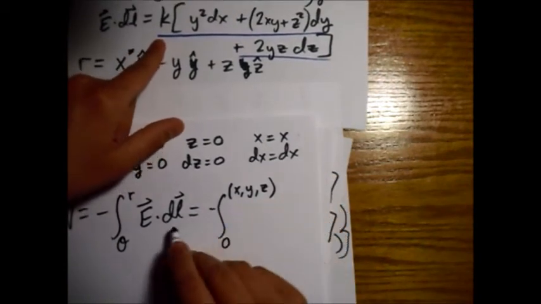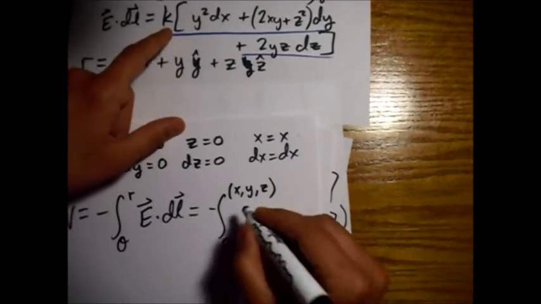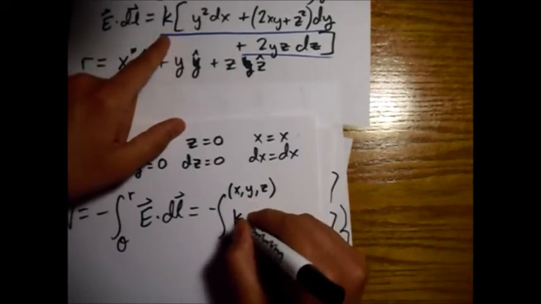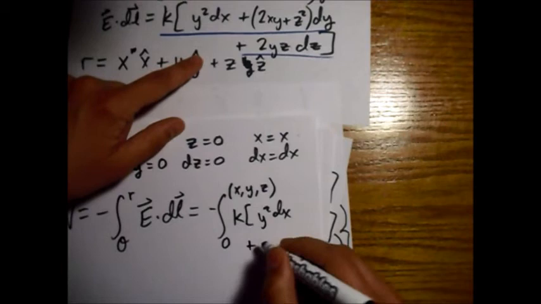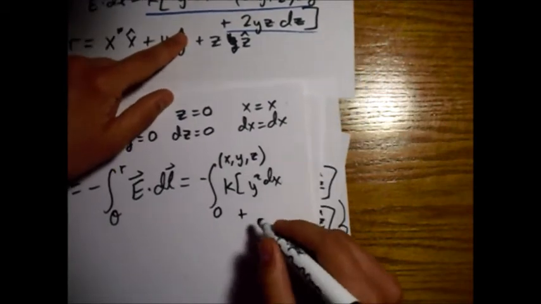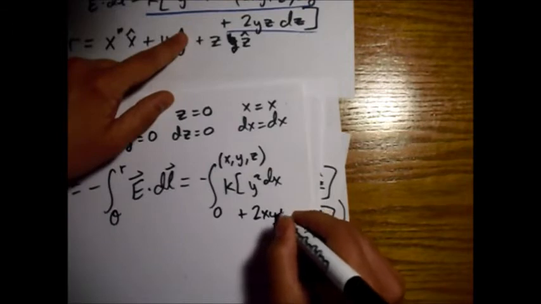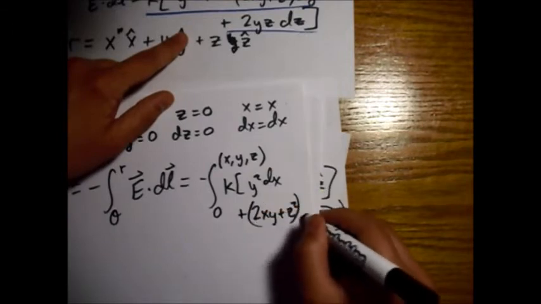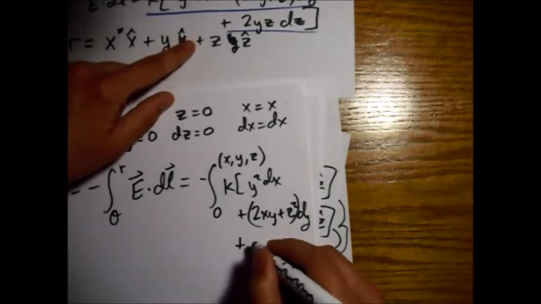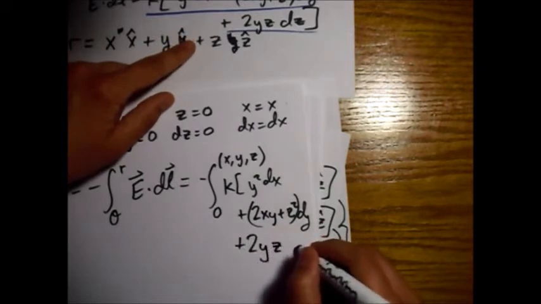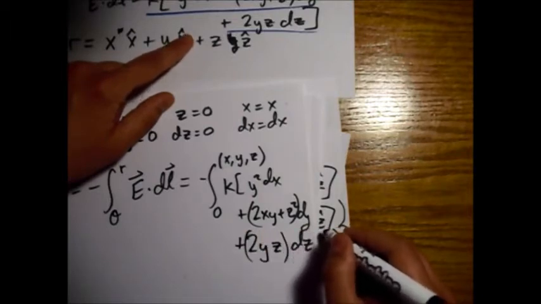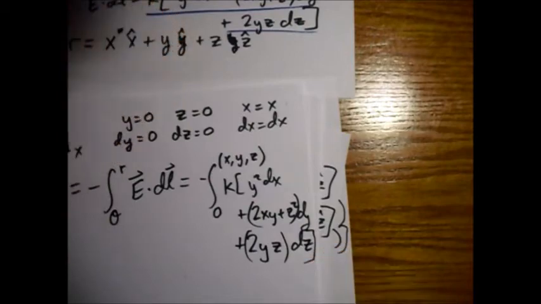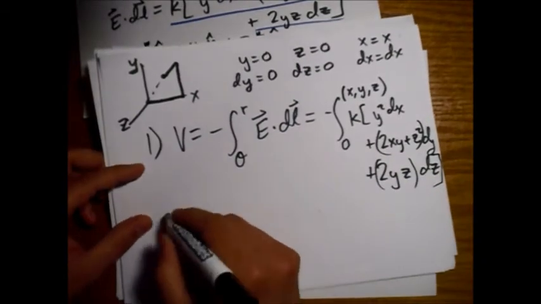Okay, and then this E dot dl we found, which is kind of long, probably goes into two lines here. We have this k y squared dx plus, it's getting kind of messy, 2xy plus z squared dy plus 2yz dz. Try and write a little bigger because these are kind of meshing together. Okay, this is kind of a mess, but hopefully it makes sense as we go along.